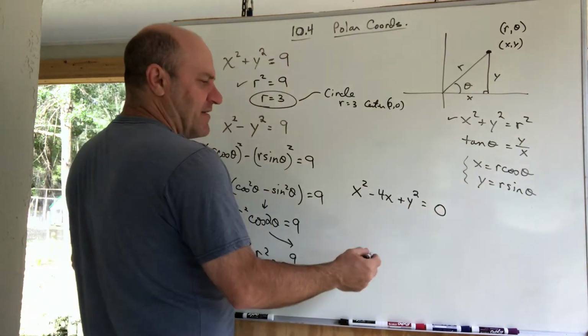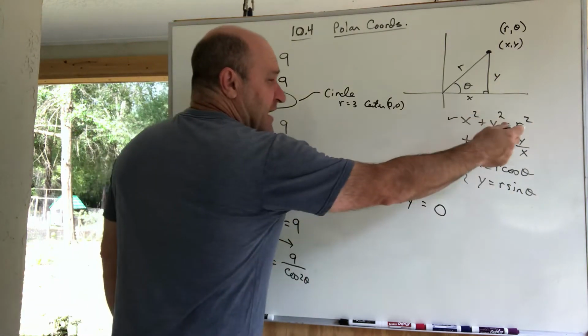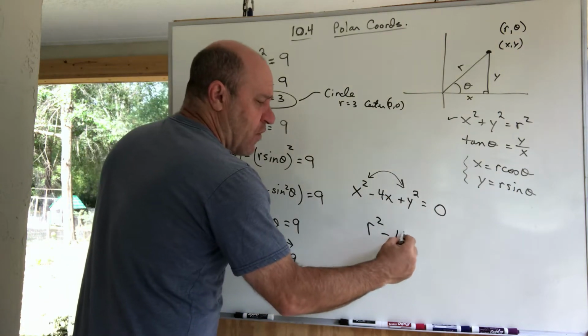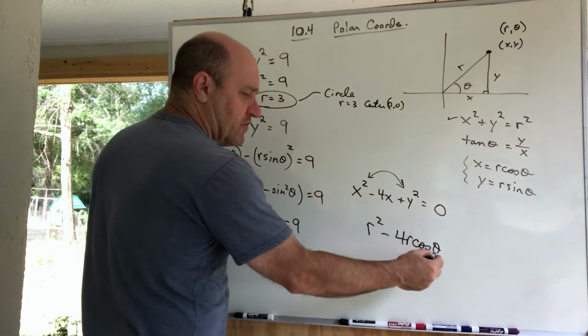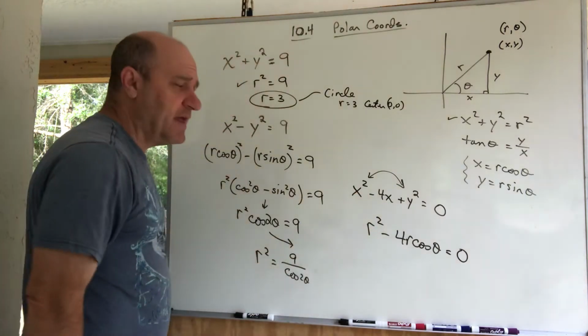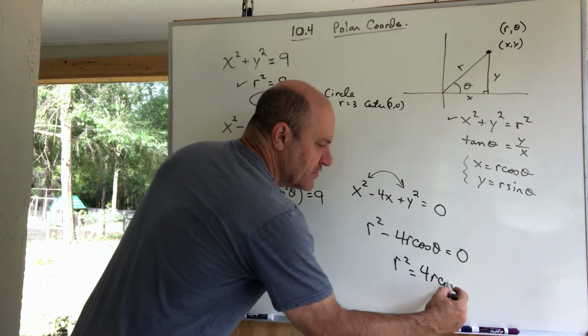Okay, check this out. Now, if I grab the x squared and y squared, I can add them together. That's an r squared. What is x? I can convert that. The x is an r cosine theta multiplied by 4. And so now I have this equation. So I just converted it. And if I move that over, r squared equals 4r cos theta.